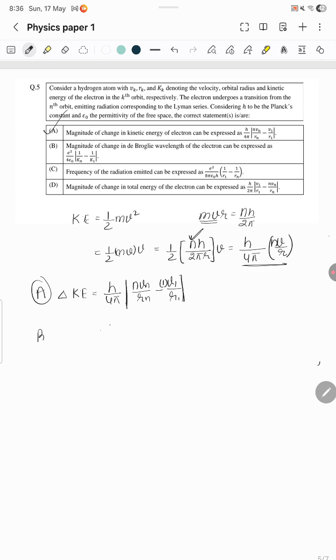Now in option number B, they are again asking the change in de Broglie wavelength, but this time they want us to use E square by 4 epsilon naught. But kinetic energy and E square by 4 epsilon naught comes in the potential energy. So remember the potential energy formula was minus E square upon 4 pi epsilon naught r, correct? And if you remember, in Bohr's model the total energy was negative and the total energy magnitude was equal to the kinetic energy magnitude, or the kinetic energy magnitude was actually half of the potential energy magnitude.